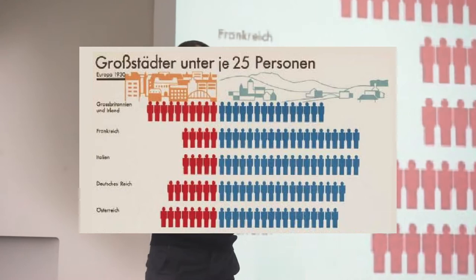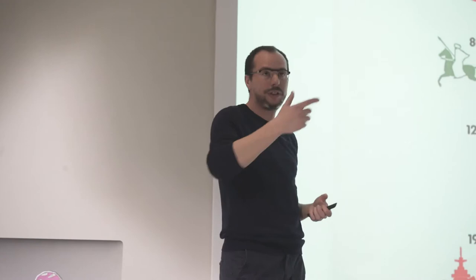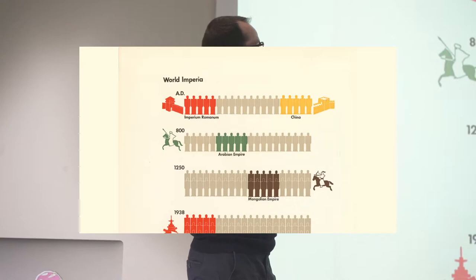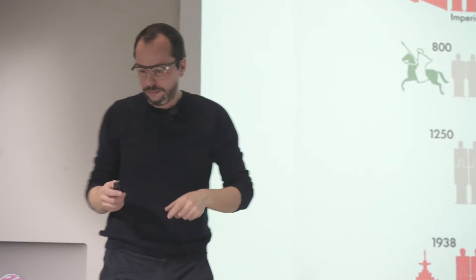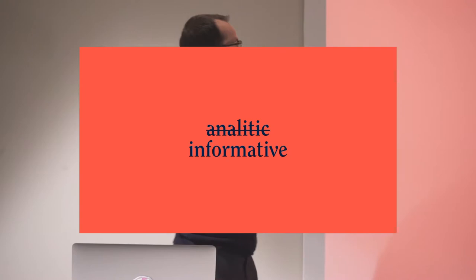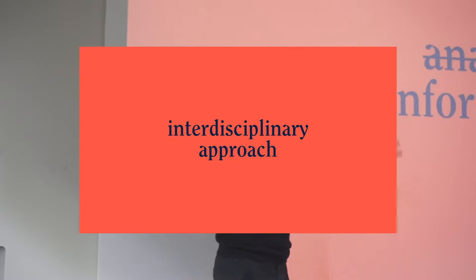But very important was that, probably the first one, they decided to work with an interdisciplinary team. So he worked with designers, with economist experts. For instance, this is about the world imperium. So this is the worldwide population, then the Chinese Empire and the Roman Empire. So basically, he took the previous experience on data visualization that was more toward the analysis of the data, and he just gave this turn into a more informative practice.